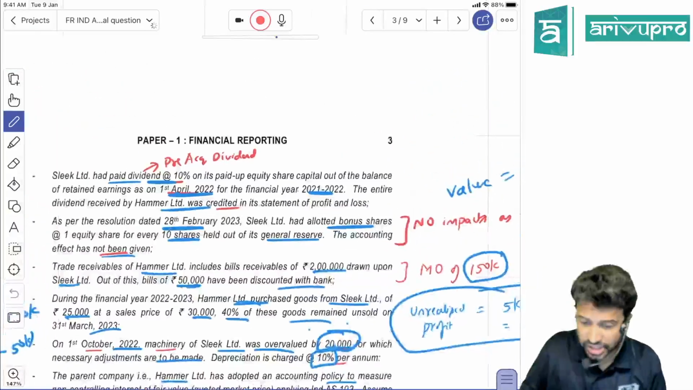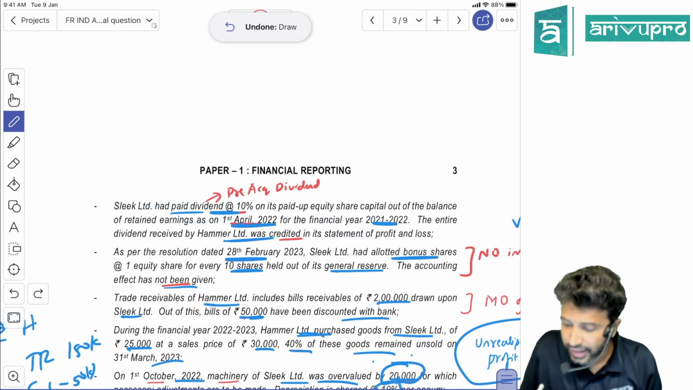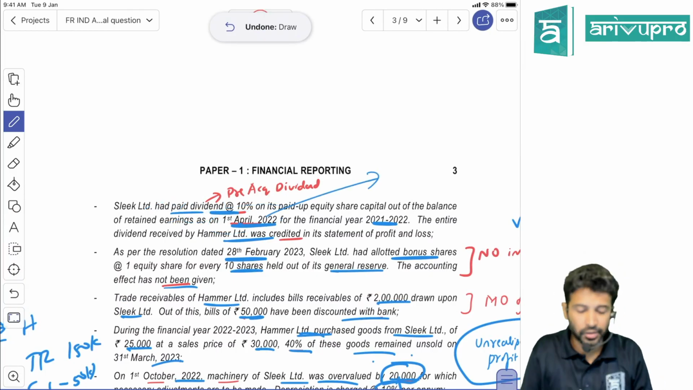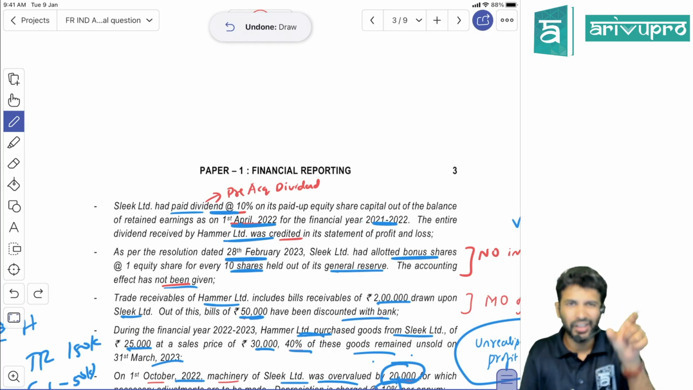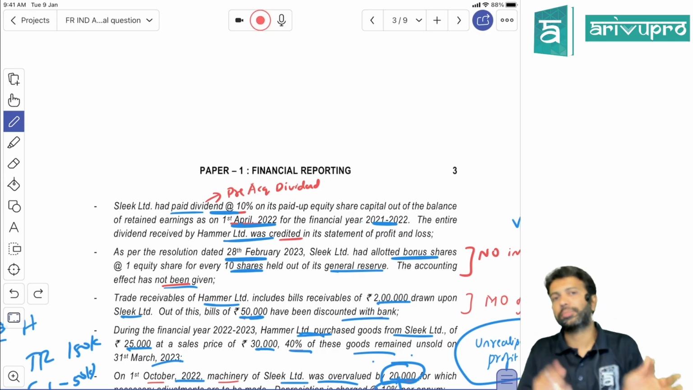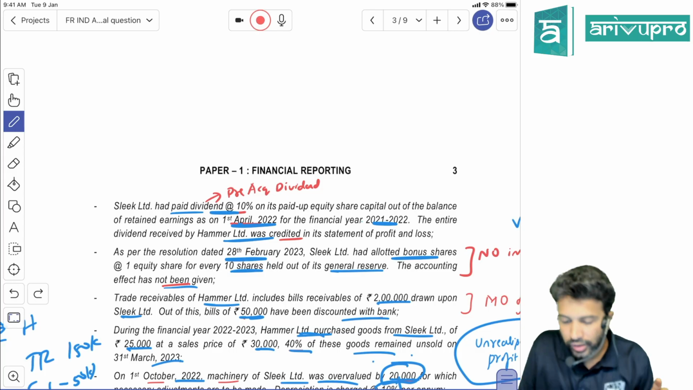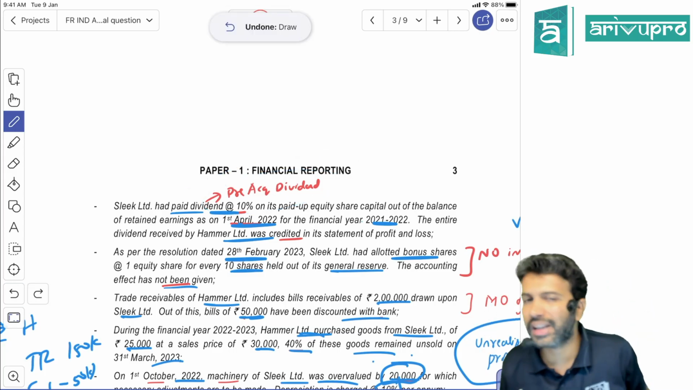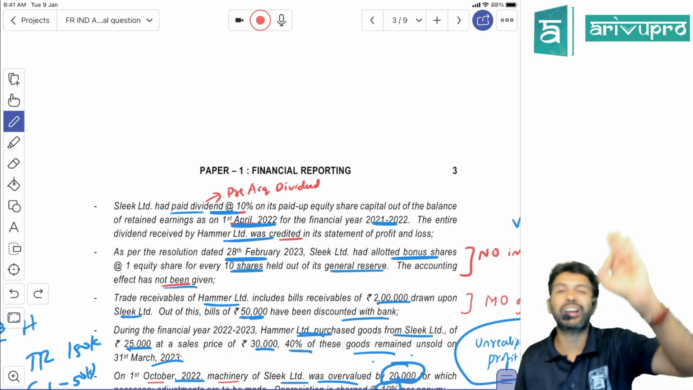If you want to read the adjustment, the subsidiary company has declared the dividend out of the retained earnings balance on 1st April. So any balance of retained earnings on 1st April is pre-acquisition. So using pre-acquisition profit, the subsidiary has declared the dividend, and this dividend we call a pre-acquisition dividend. Any dividend which is paid out of pre-acquisition reserves and surplus, we call a pre-acquisition dividend.